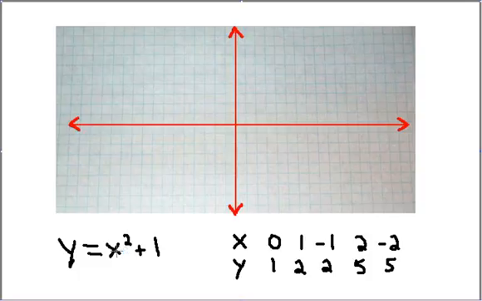If we plug a positive 2 in here for x, 2 squared would be 2 times 2 plus the 1 equals 5. So when x is 2, y is 5.